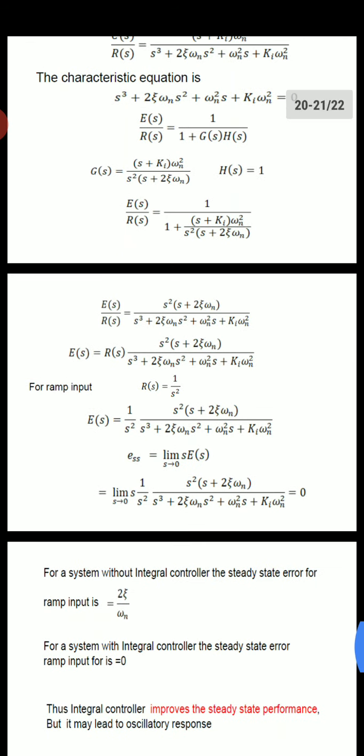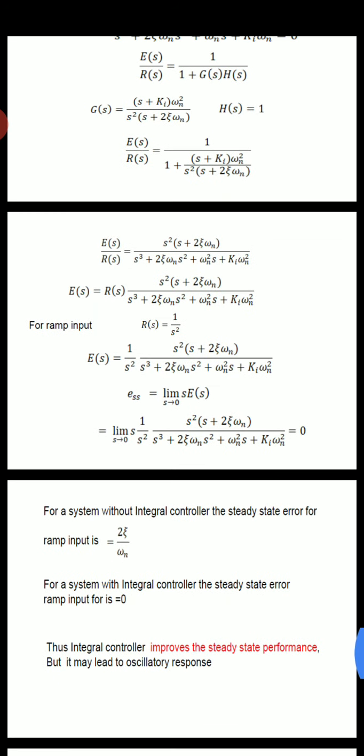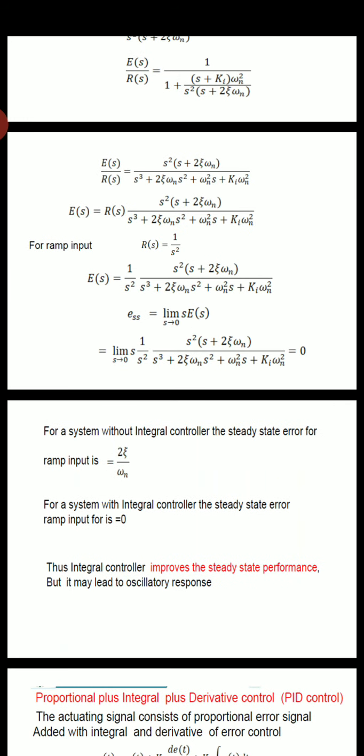For a system without the integral controller, the steady state error for a ramp input is 2ζ/ωn. For a system with the integral controller, the steady state error for the ramp input is 0. The integral controller improves the steady state performance, but it may lead to an oscillatory response.